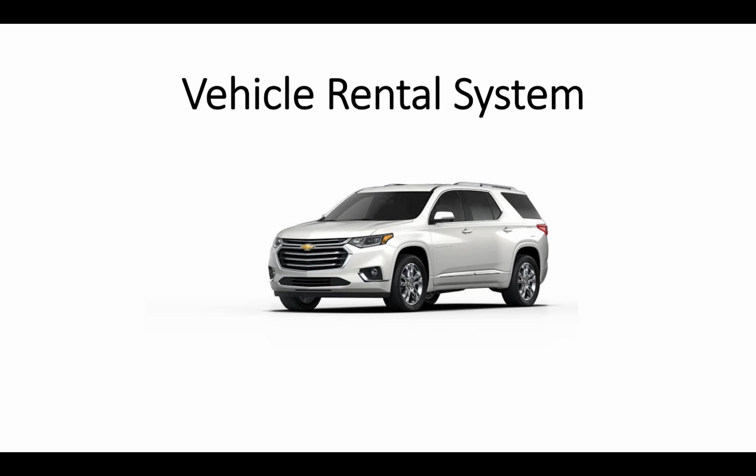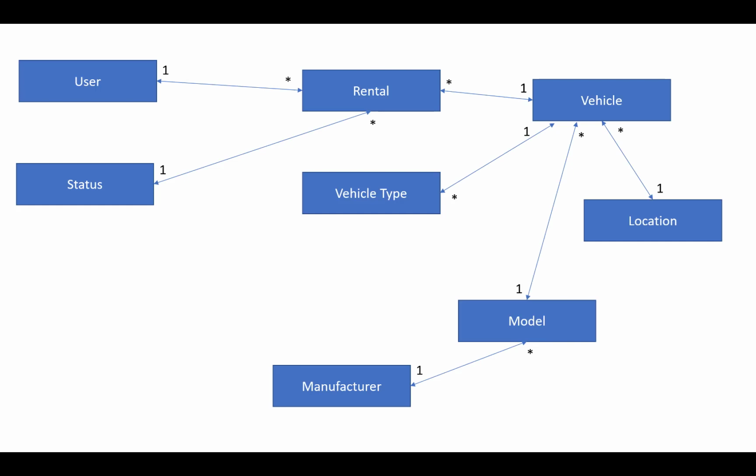Today I'm going to show you the first video tutorial of the vehicle rental system in ASP.NET Core. This is the entity ER diagram of the project. We have eight models in the project. The first model is user, the second is rental, and the third is vehicle. Fourth, status. Fifth, vehicle type, location, model, and manufacturer.